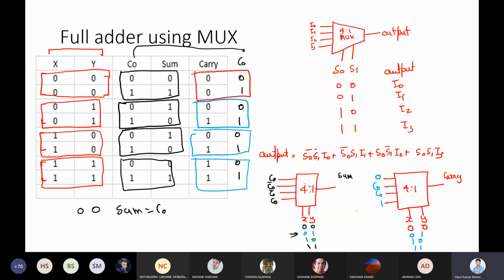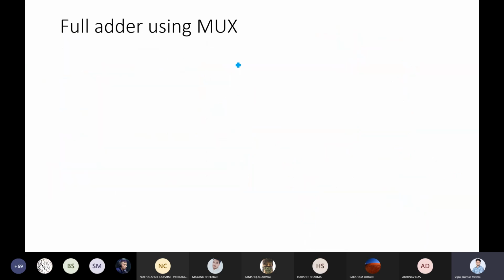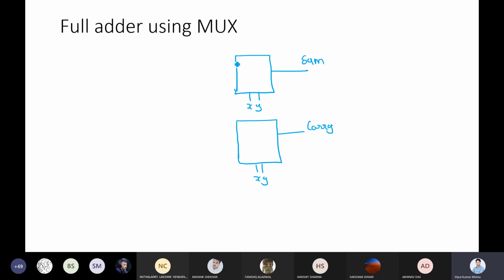Got it? Now we have two mux, one for sum, one for carry. So let's make a compact design for that. So I have one mux, then I have another mux. Both mux have input lines x and y. Here also we have x and y. This mux output is sum. This mux output is carry. Right. Now we check out the inputs.